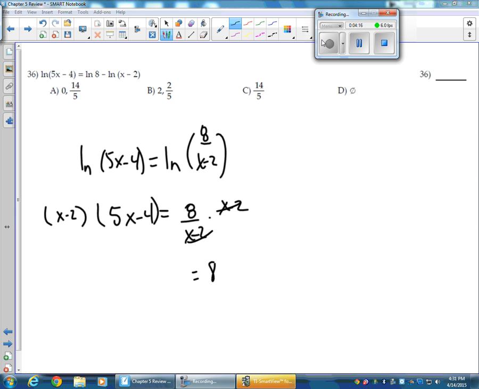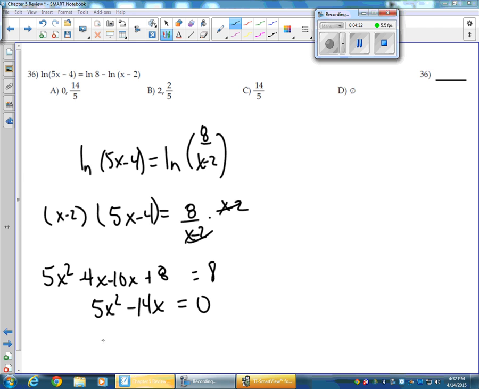Alright, here on the left, if I do distributive property or FOIL, I'd get 5x squared minus 4x minus 10x plus 8. So that'd be 5x squared minus 14x. If I take 8 off both sides, that's equal to 0. So when I solve this, I get x times 5x minus 14 is equal to 0. So x equals 0, and x equals, if I solve this, I get 14/5. Will they both work?